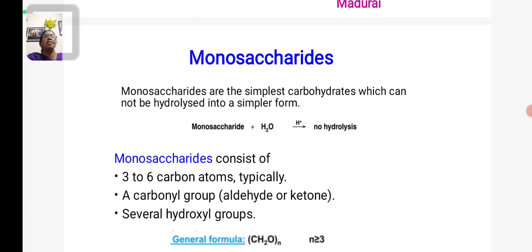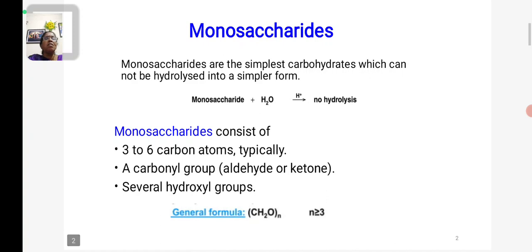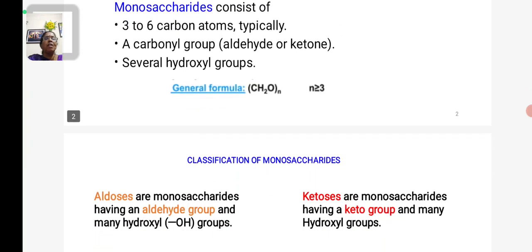Monosaccharides are the simplest carbohydrates, which cannot be hydrolyzed into a simpler form, that is, they do not undergo hydrolysis in the presence of acid or any catalyst or enzyme. In general, monosaccharides typically consist of 3 to 6 carbon atoms, a carbonyl group, which may be an aldehyde or a keto group, and several hydroxyl groups. The general formula of monosaccharides is (CH2O)n, where n is greater than or equal to 3.